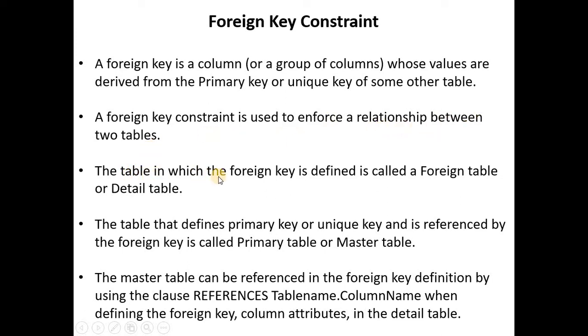A table in which a foreign key is defined is called a foreign table or a detail table. The table that defines the primary key or unique key and is referenced by the foreign key is called a primary table or a master table. The master table can be referenced in the foreign key definition by using the clause references table name dot column name when defining the foreign key column attributes in the detail table. That is to say, you have to use the keyword references.